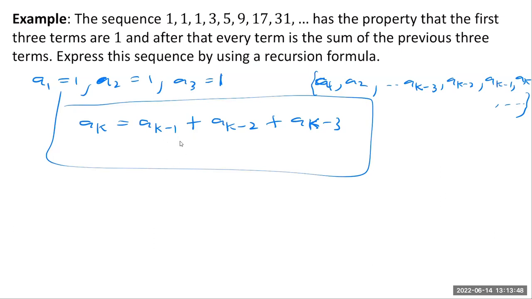And of course, using this recursion formula, you can calculate all the other terms. For example, to find the fourth term, if you plug in k equal to 4 everywhere, you should be able to see that the fourth term is going to be 3, because the first 3 terms are given. All right, let's move on.